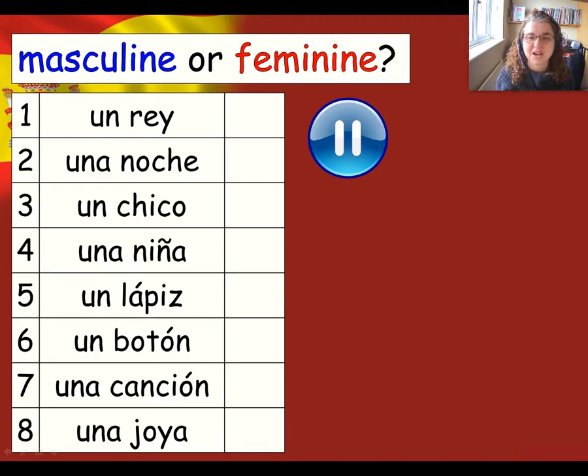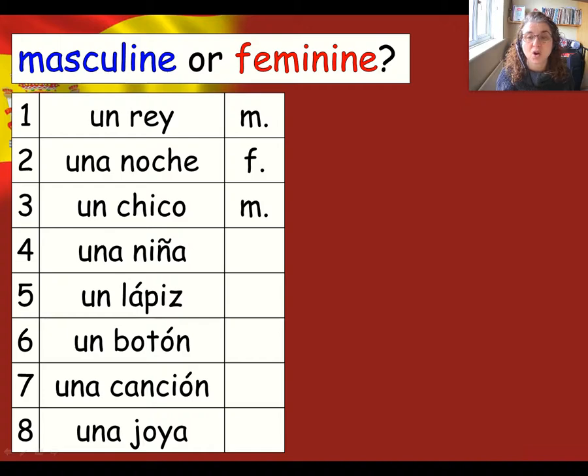Okay, have you worked out the answers? Do you know if they're all masculine or feminine? Let's have a look. So, un rey has to be masculine because it has un in front of it. The next one, una noche, is feminine because it has una. Then the following one, un chico, has two clues, doesn't it? It's got un in front and o on the end, so it has to be masculine. Number 4 is feminine because it has una in front and it has an a on the end.